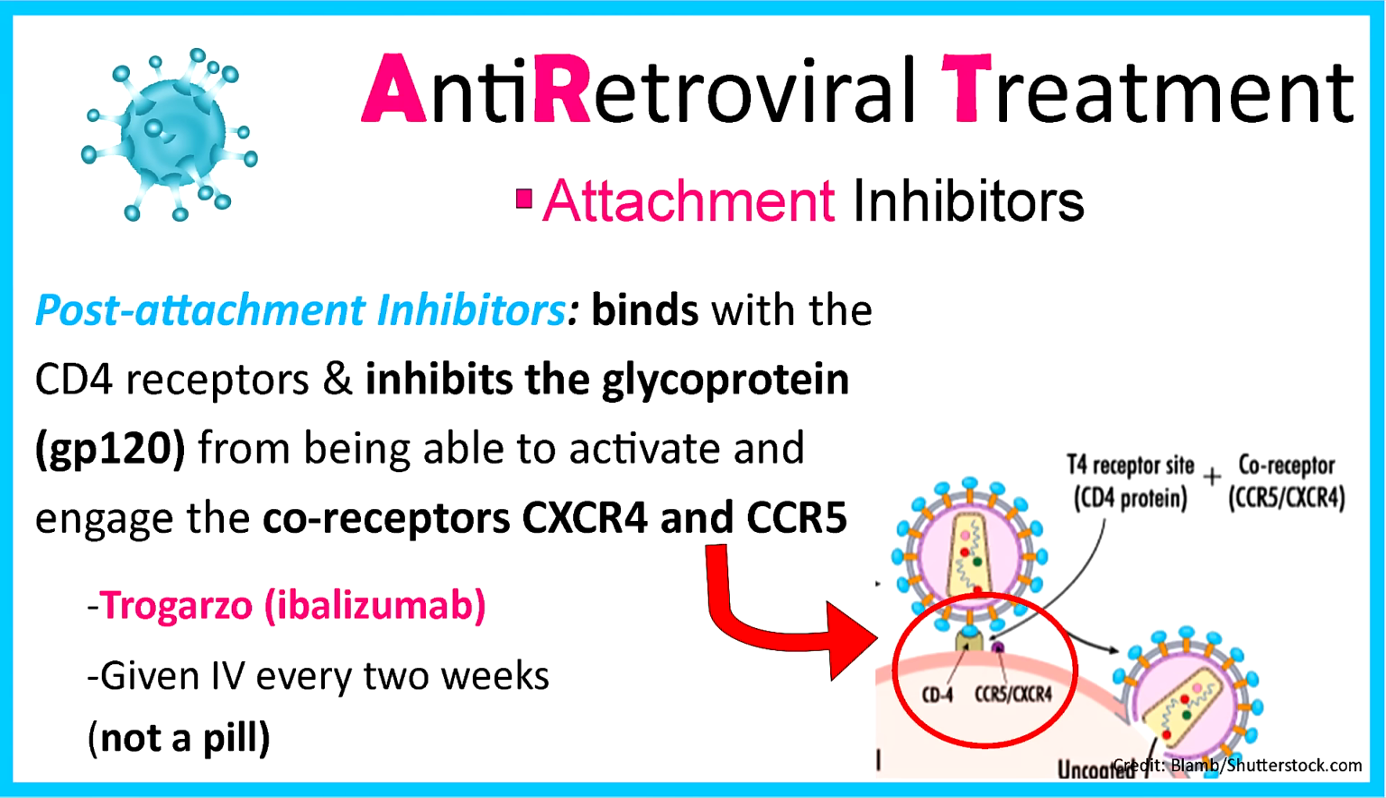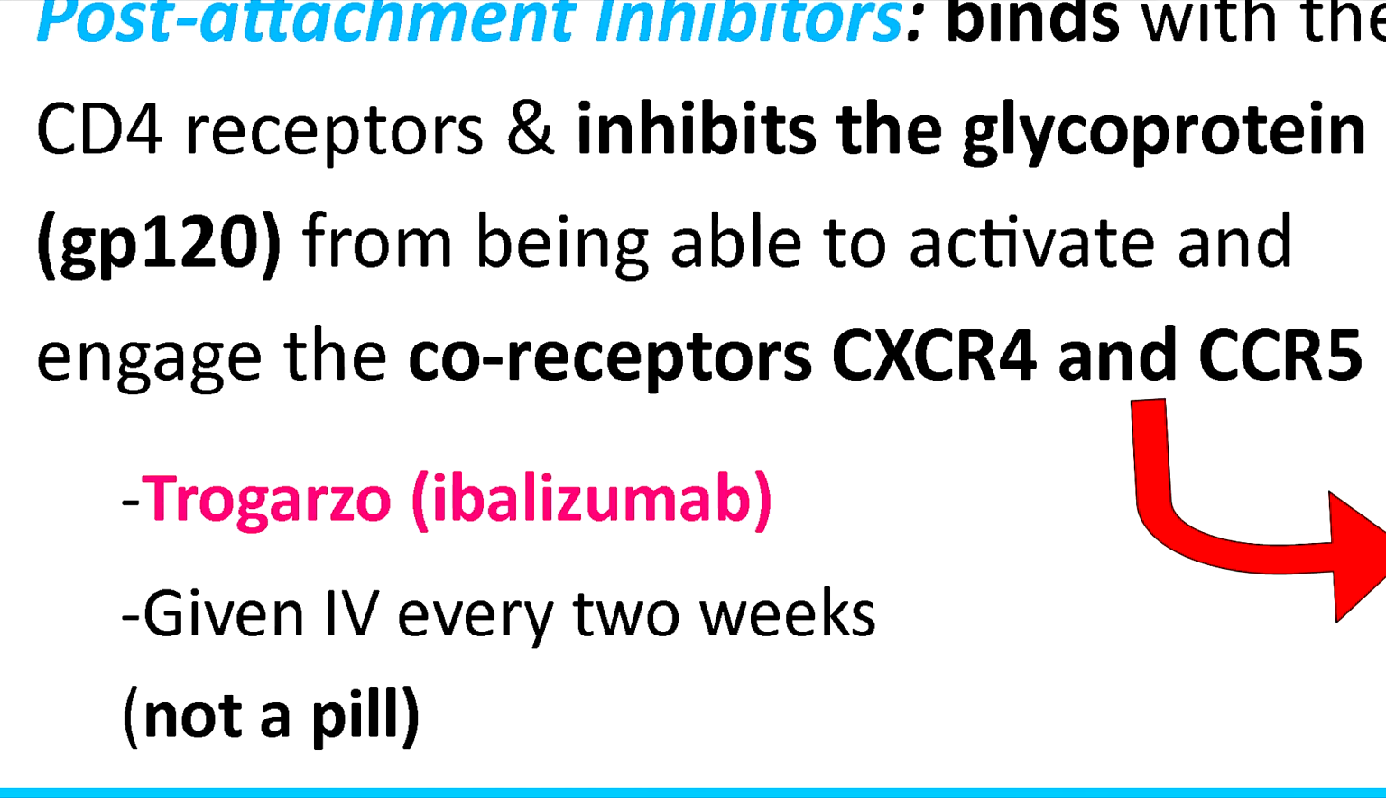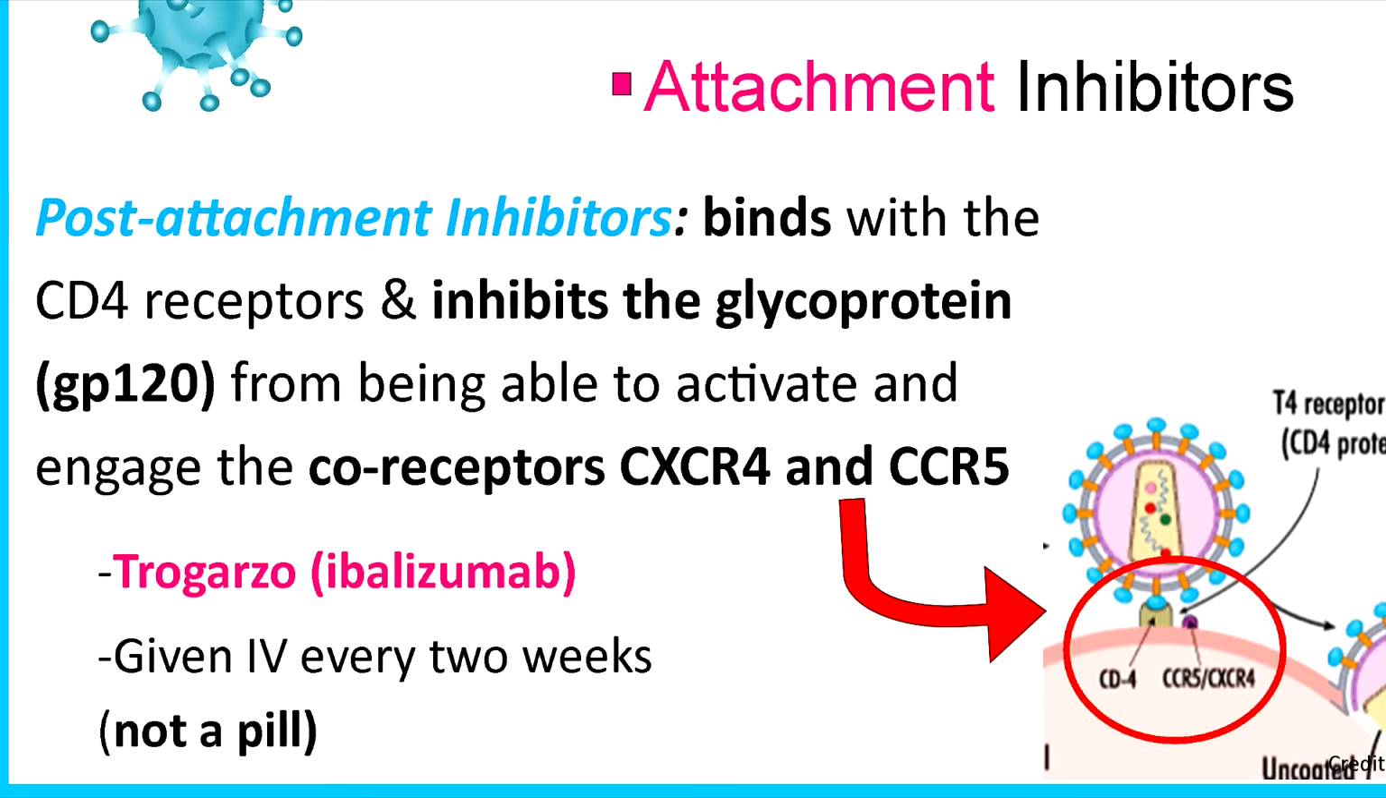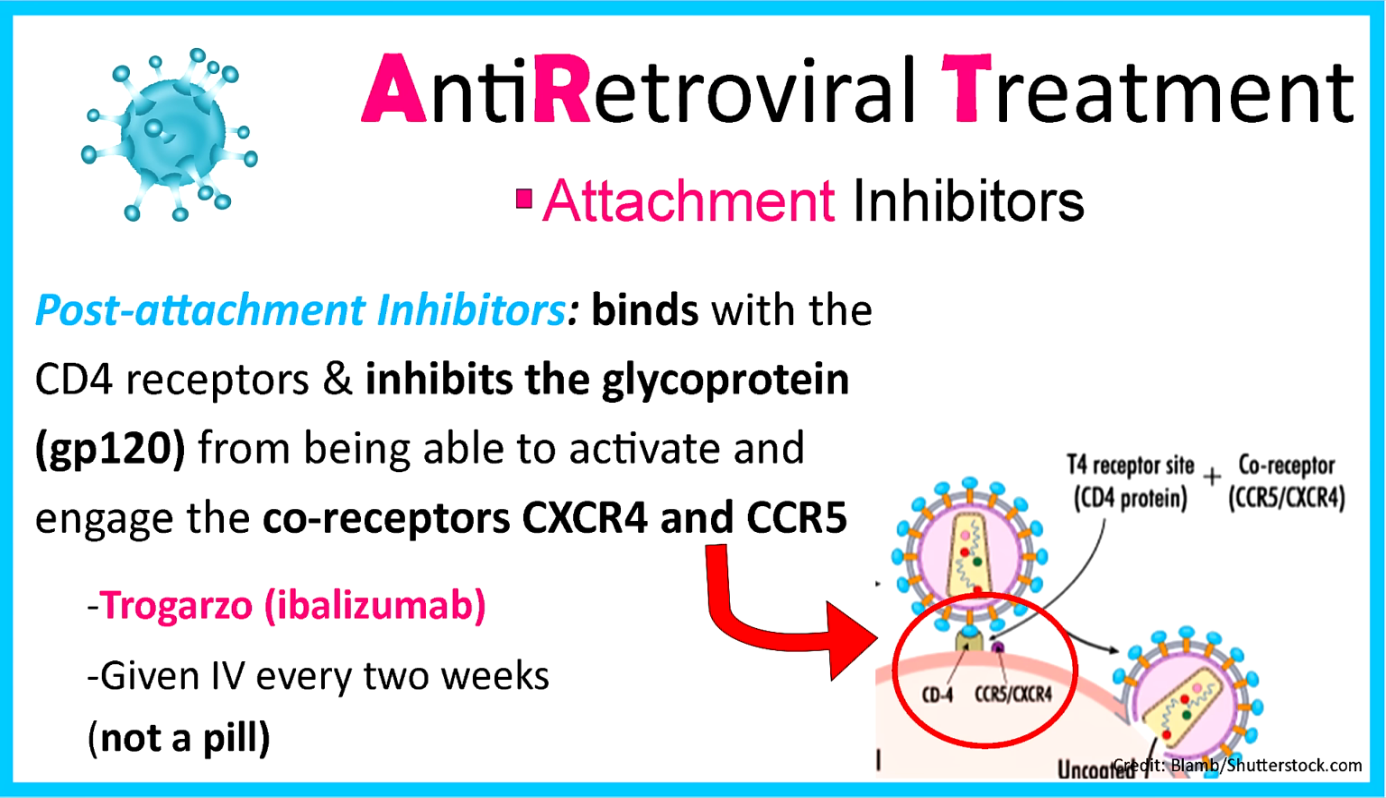So here we're talking about the post-attachment inhibitors. They bind with the CD4 receptors and inhibit the glycoprotein GP120 from being able to activate itself and engage those co-receptors, which could either be CXCR4 or CCR5. And there's currently one medication like this, and it's called Trogarzo. And this is not a pill. It's given in IV form, and the patient will receive it every 2 weeks.